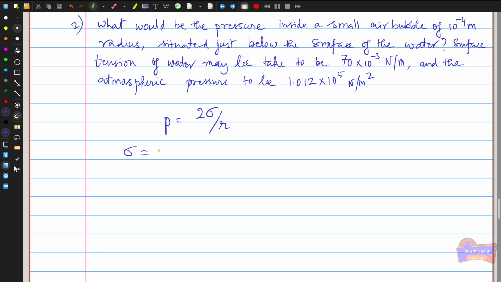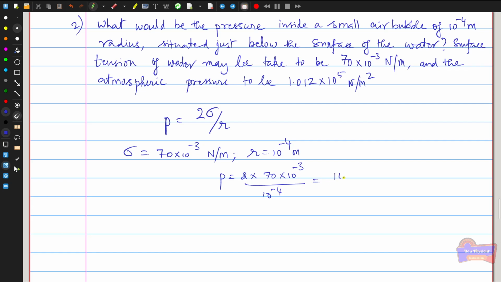Here sigma is given by 70 into 10 power minus 3 Newton per meter. Similarly, r is taken as 10 to the power minus 4 meters. So the excess pressure can be calculated using this equation: P is equal to 2 into 70 into 10 power minus 3 divided by 10 to the power minus 4. The final answer is 1400 Newton per meter squared. So this is the excess pressure inside this small bubble.